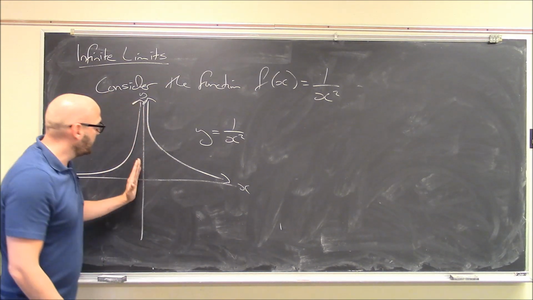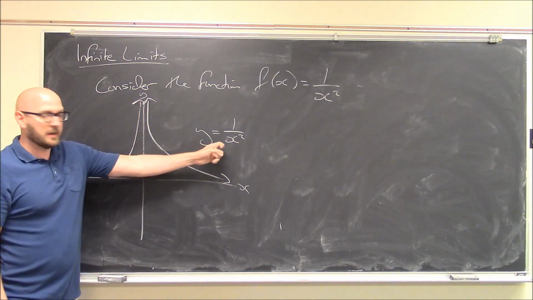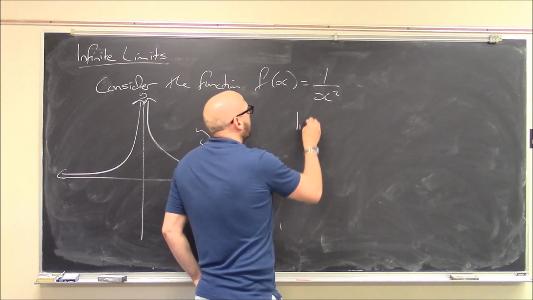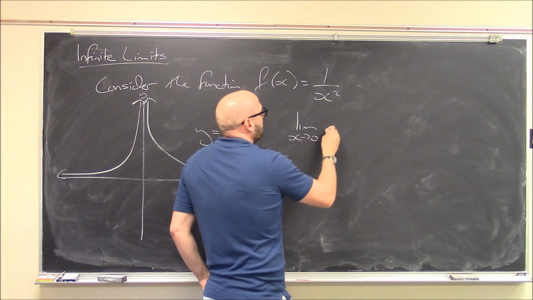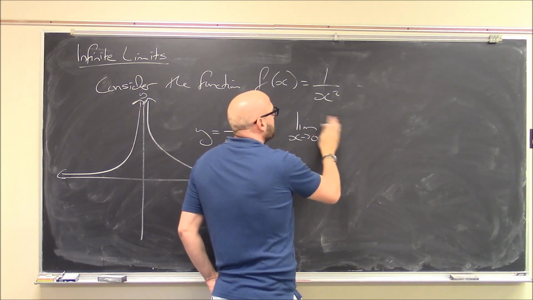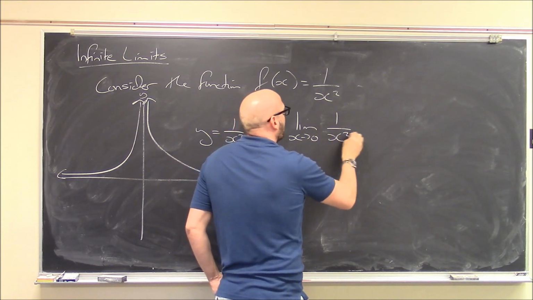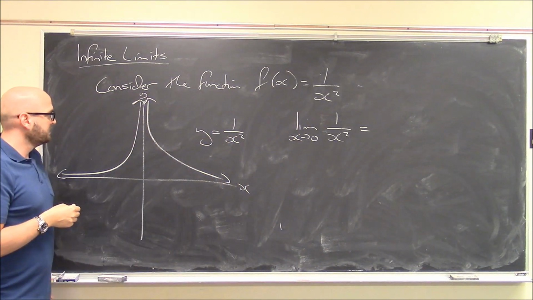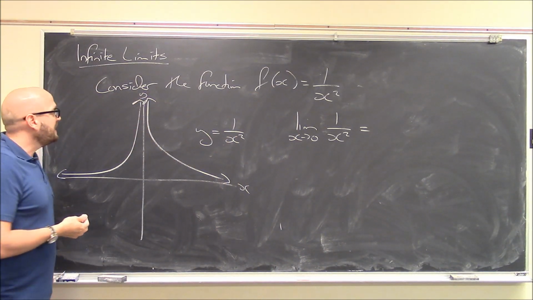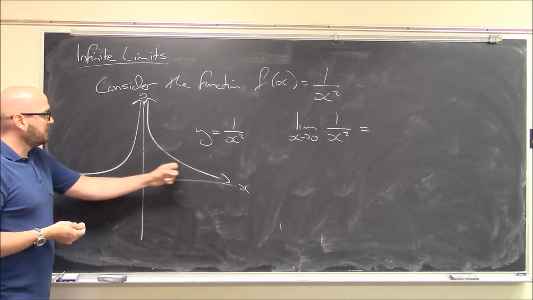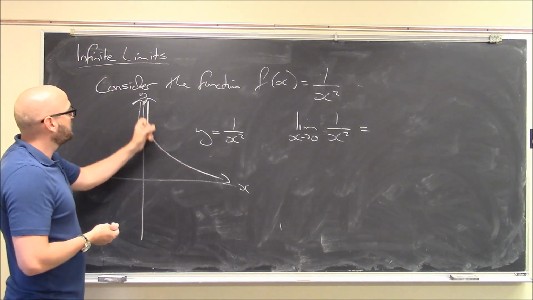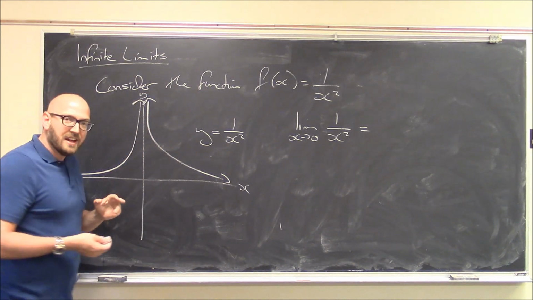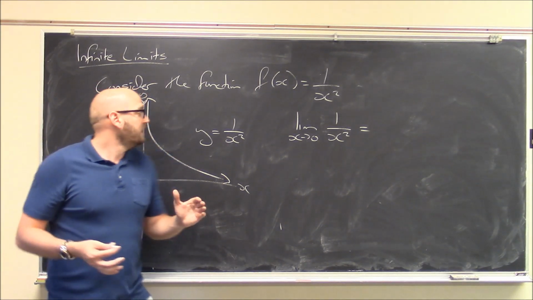So obviously it's undefined at 0, right? It's undefined at x equals 0 because that causes division by 0. But the question is, what's the limit as x approaches 0 of this function, 1 over x squared? What value does this function approach as x tends to 0? If I were asking you as a class, you'd probably give me two different answers.